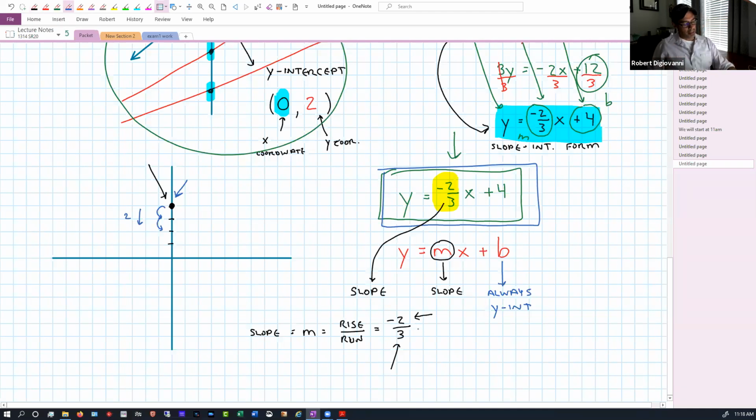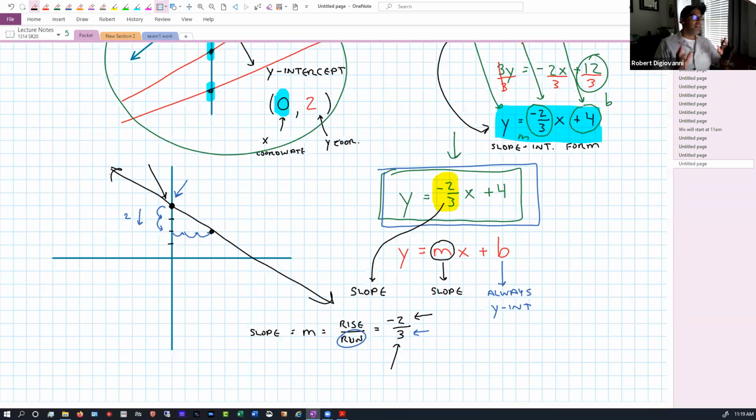And then we look at the bottom number 3. This is what we call our run, and that's always our left and right movement. So if it's positive, we're going to go right. If it's negative, we're going to go left. So in this case, we want to now move which direction? To the right, 3 spaces. 1, 2, 3. So we've gone down 2 over 3, and once we get to that position, we mark a dot, and then we draw our line. I missed it, but you get the idea.